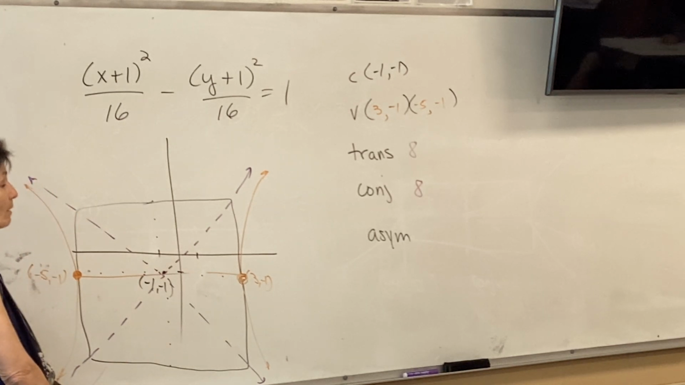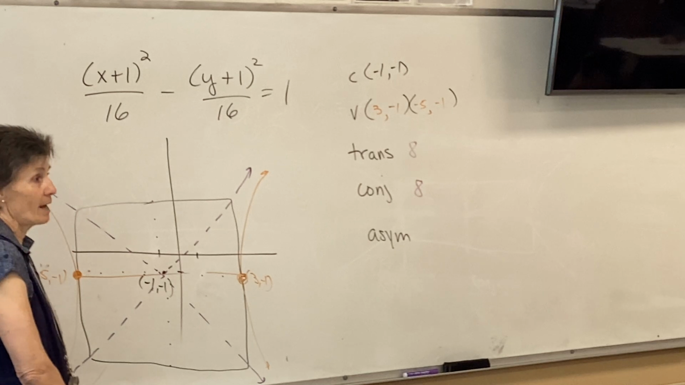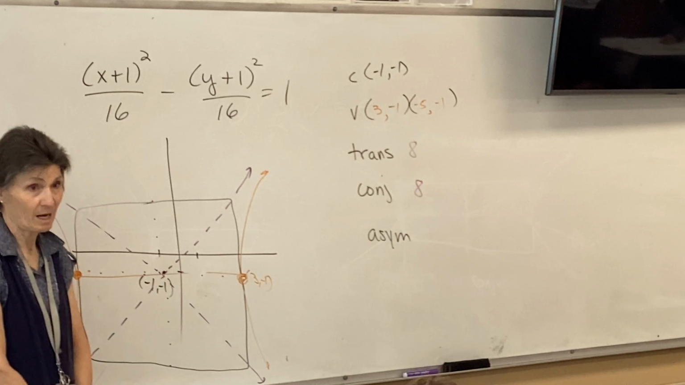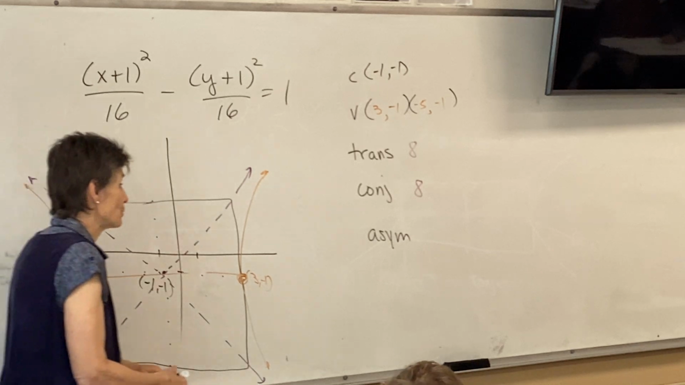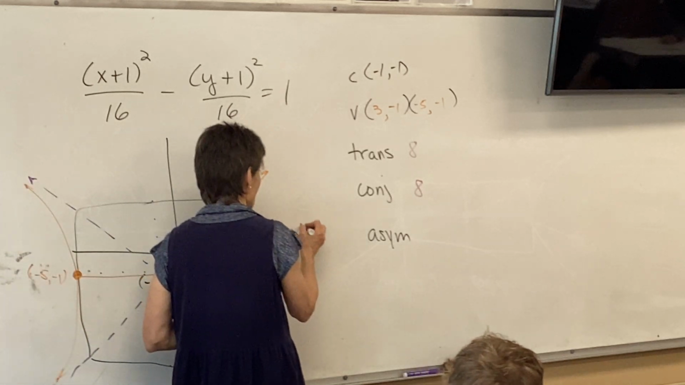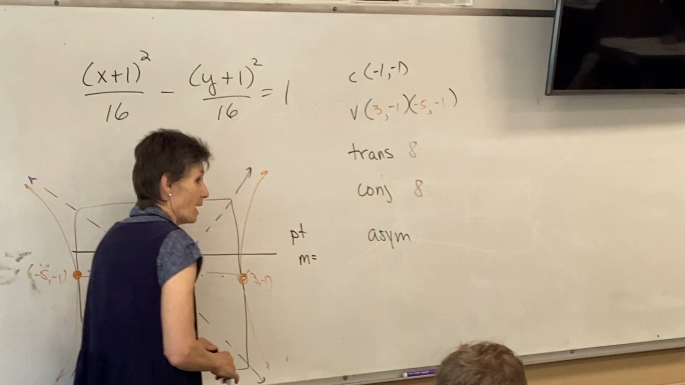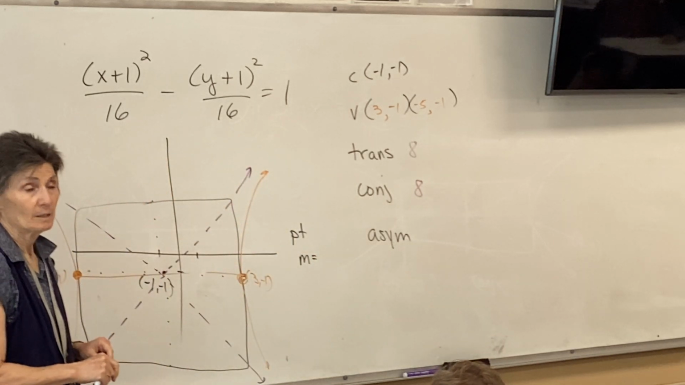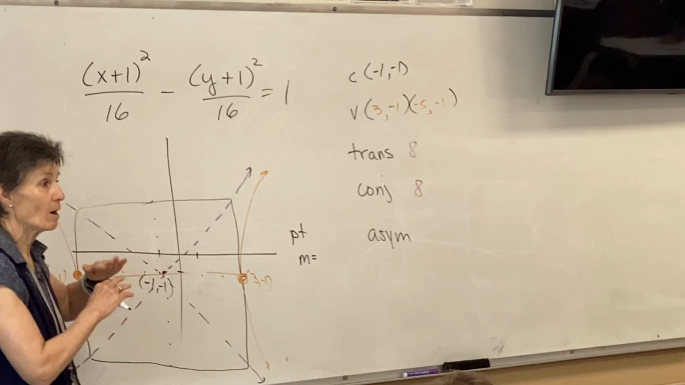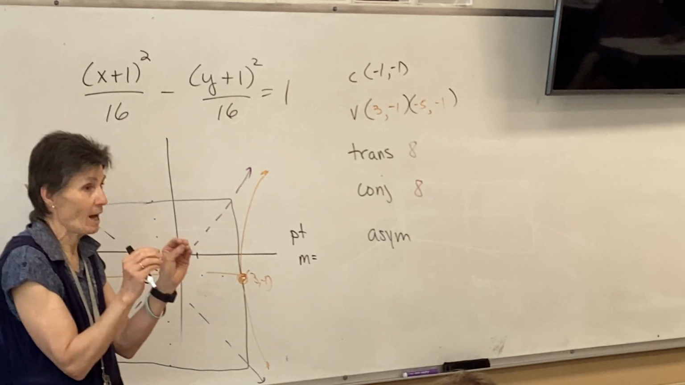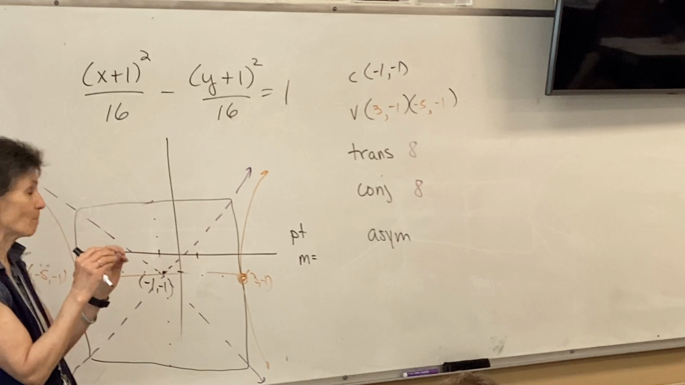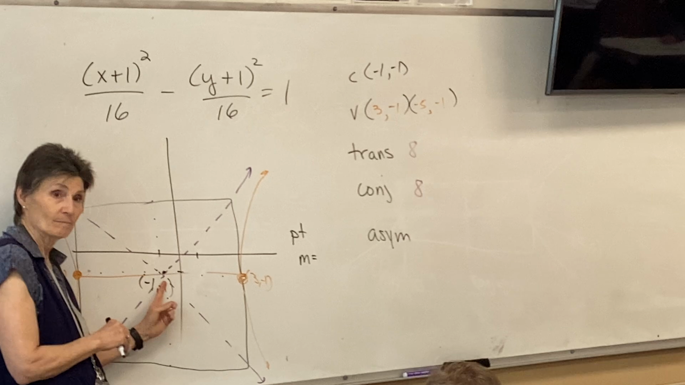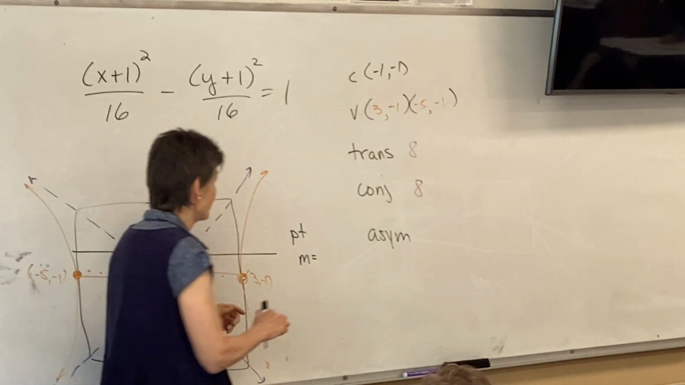Okay, now I need the equations of my asymptotes. They are going to be lines. To write the equation of a line, I need two things. I need a point and I need a slope. What point do I always use? No matter which way my hyperbola opens, I'm always going to use my center. And my center is -1, -1.